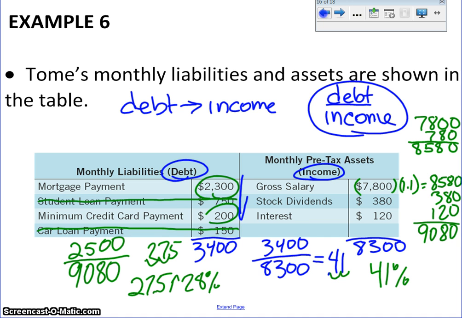Now, 28% is a much more realistic, good debt-to-income ratio. 40% is a little bit on the high side. Don't want to be in that 41% range here. Be better to be in that 28% range. So remember, having income, having money, that's power. So the better you can do at managing your debt, managing your liabilities, the better off you are going to be.